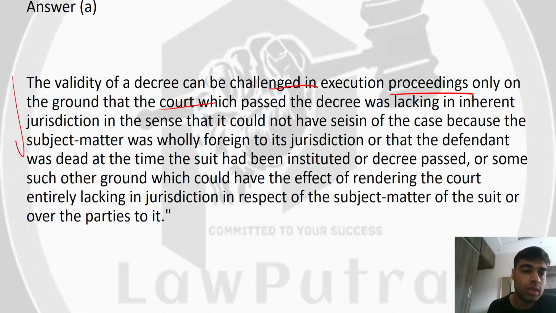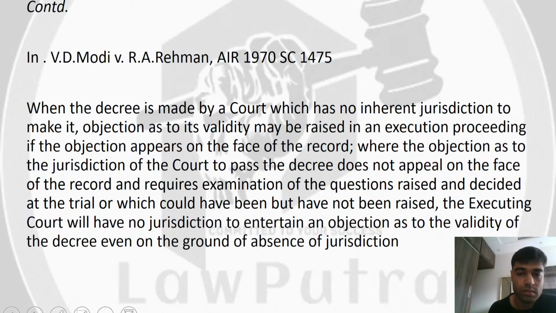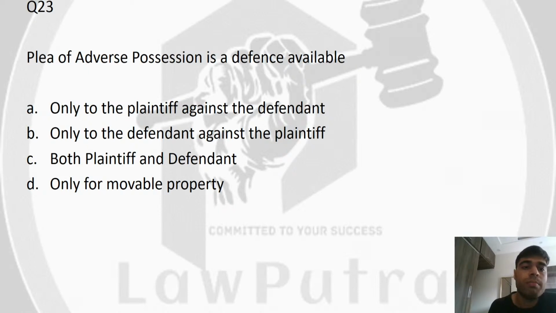Okay, so the detailed written expression given over here. Now, plea of adverse possession is a defense available only to the plaintiff against the defendant, only to defendant against the plaintiff, both plaintiff and defendant, only for movable property.